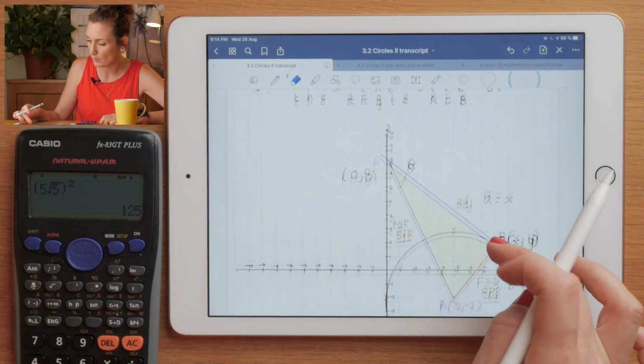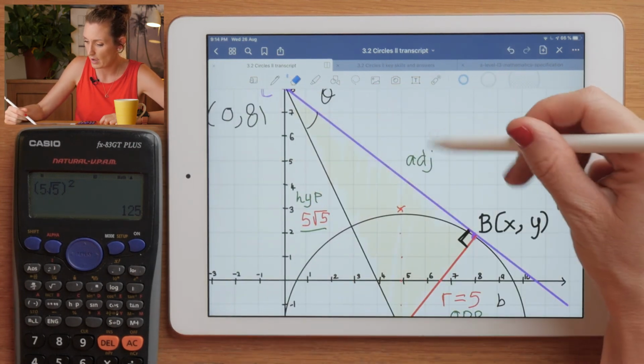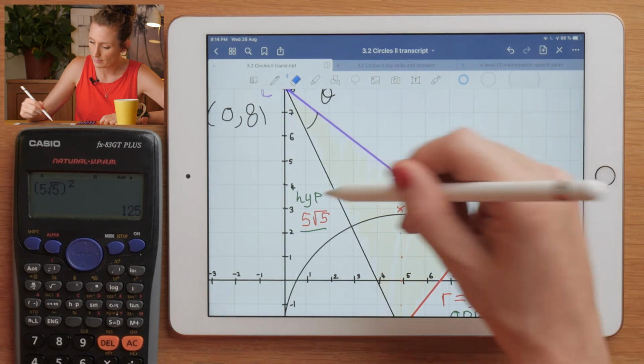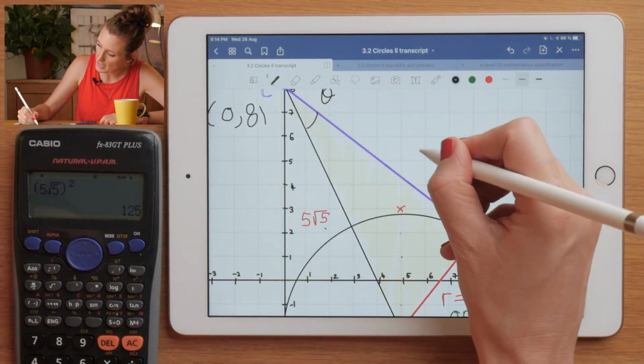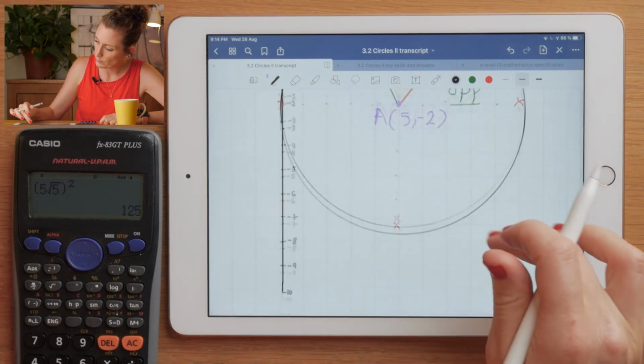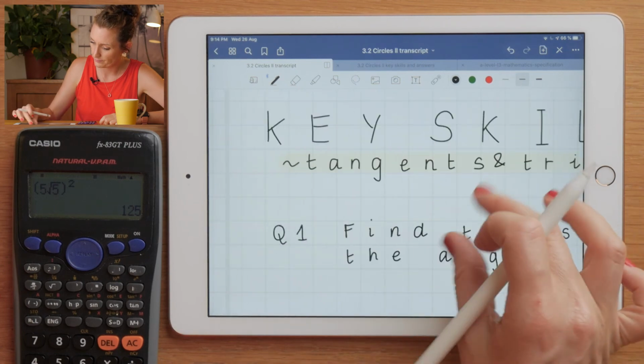And always, I would recommend at each step, keep updating your diagram. So now I'm going to take that out and put in here all the information. We had this was 10, and we had this was 26.57.